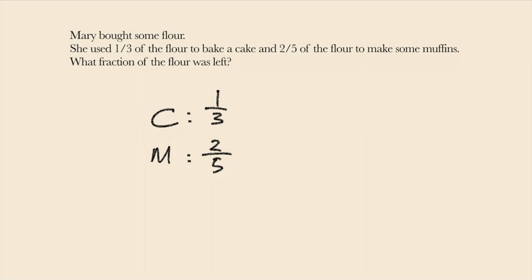So for muffins, 2/5. Since we're dealing with the same total, the total shouldn't be different, 3 units and 5 units. Now we can make the total the same by turning the denominator to 15. Now paying attention to this is 5 units, this is 6 units. This adds up to 11 units.